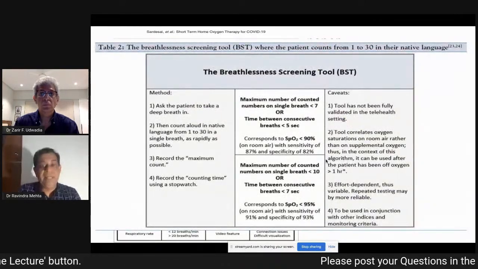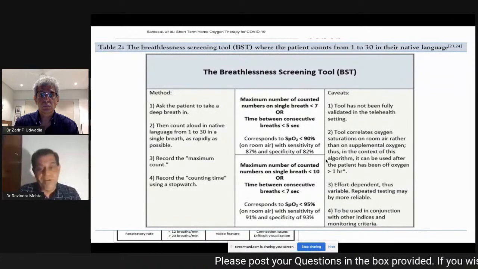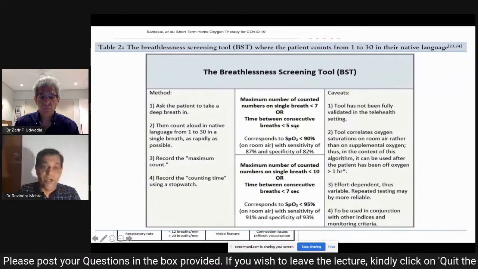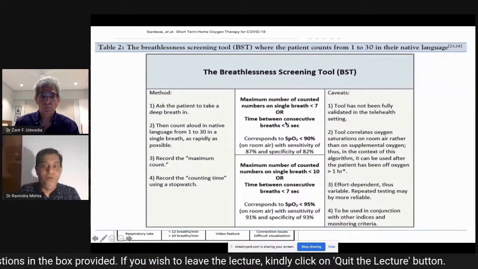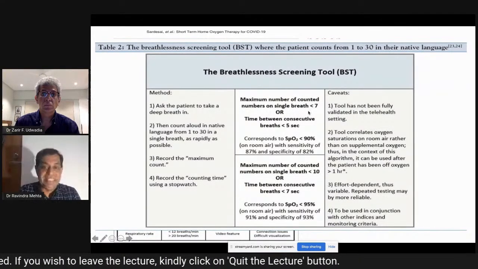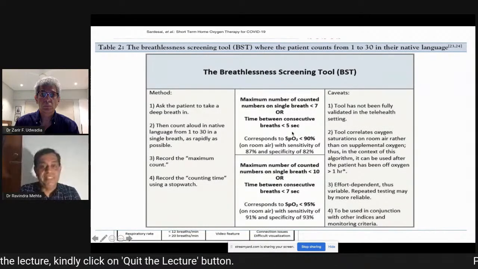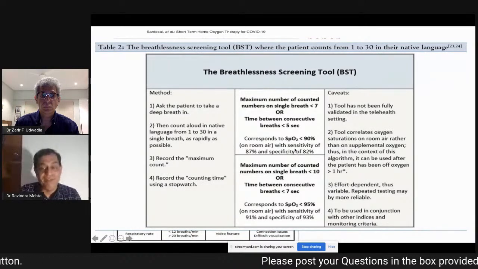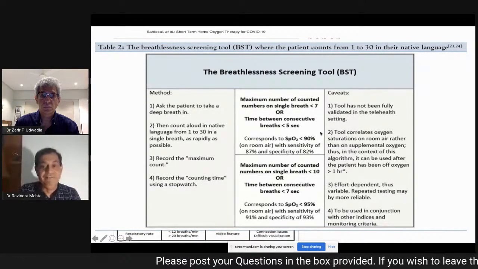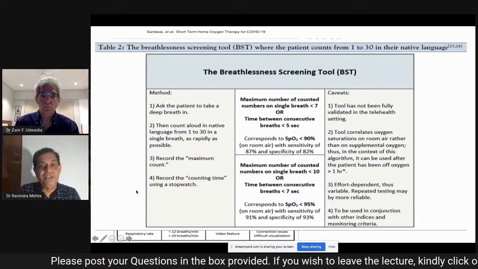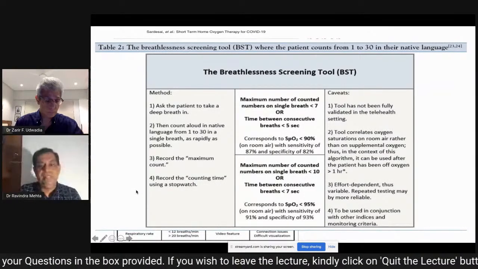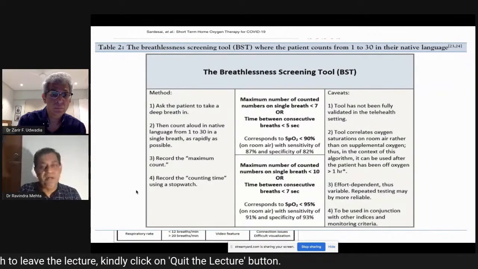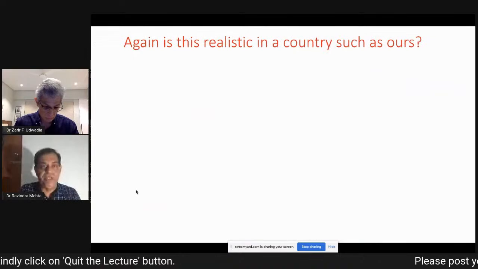And they came with very interesting tools, which was even revealing to me when I was reading it: a breathlessness screening tool, which seems to be a surrogate for oximetry too, where they say that if you count on a single breath less than 7, or the time between consecutive breaths is less than 5 seconds, it is 90% or less, with sensitivity of 87% or so. Very, very interesting. So a whole bunch of prior literature, clinical algorithms, safety mechanisms, and systems were attempted to be espoused as the way home oxygen therapy should be done.